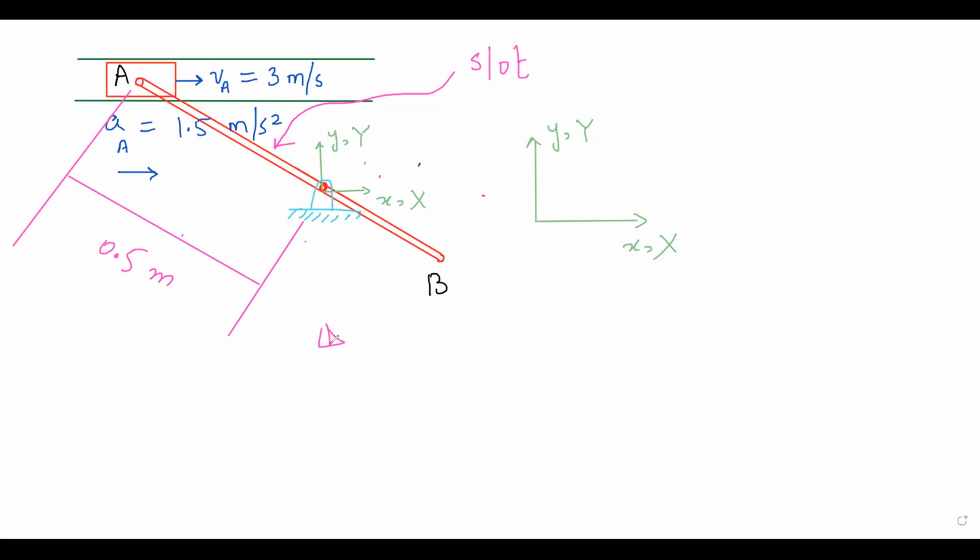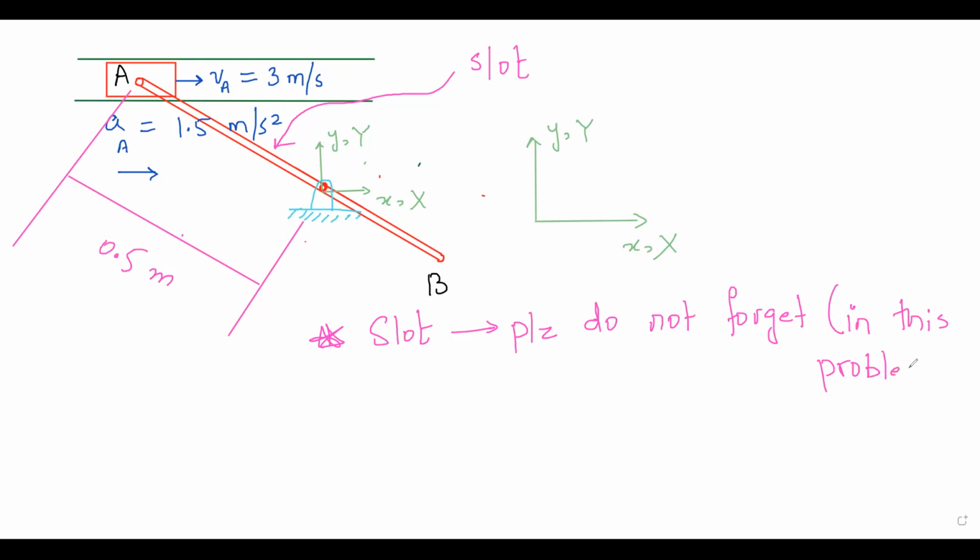Slot. Please do not forget in this particular problem today. Clear? No, are you seeing the slot? Only the slot. Slot. Yeah, so you see, when this is going back and forth, the distance between this point and this can change because there is a slot.